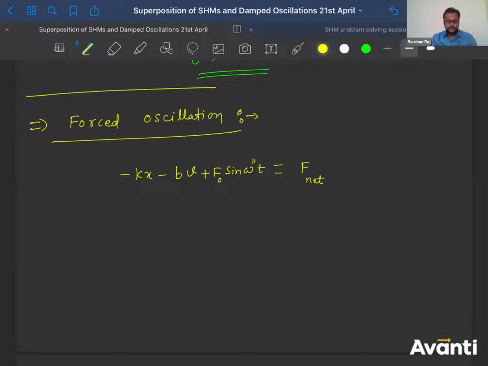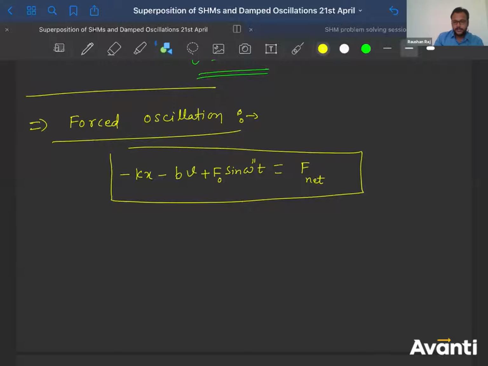Why double dash t? Because we have considered omega is what? Natural frequency. Omega dash is what? The frequency of the damped oscillation. So omega double dash I have considered the frequency, like the driving frequency, the frequency of force. So this can be assumed as the equation of damped oscillation.